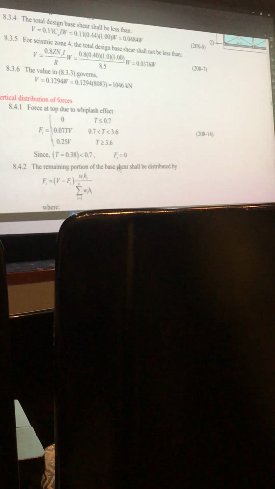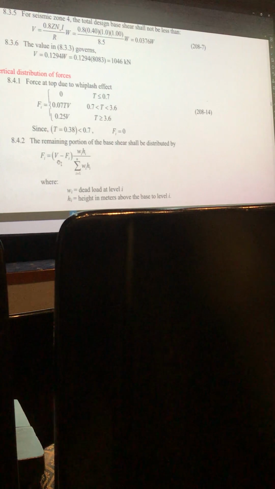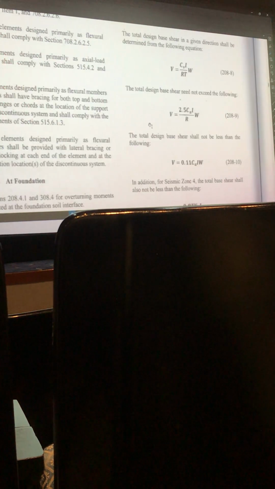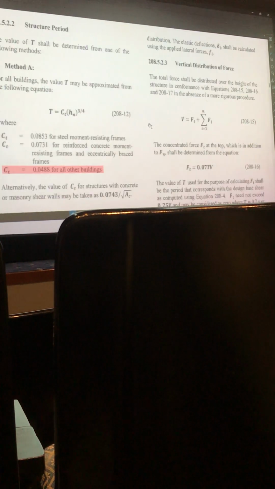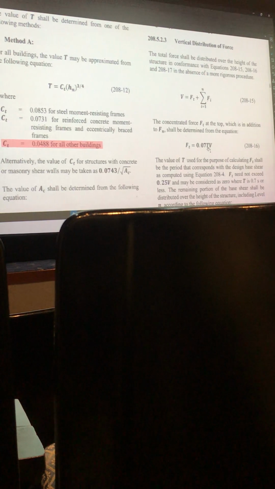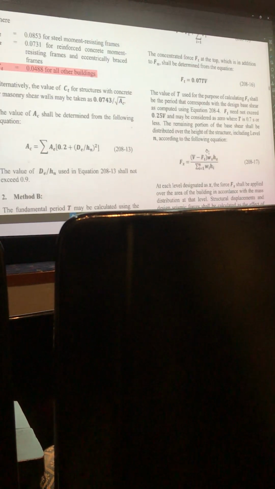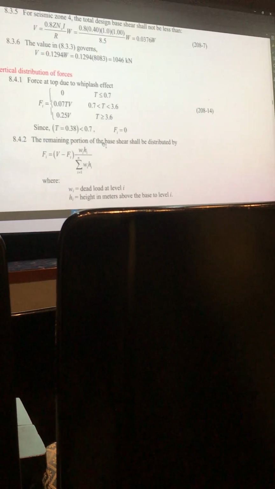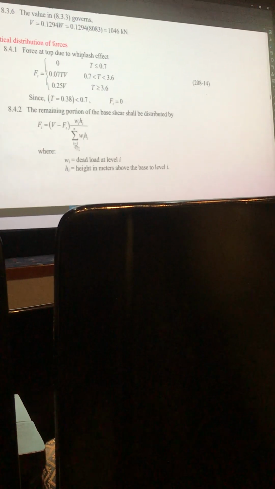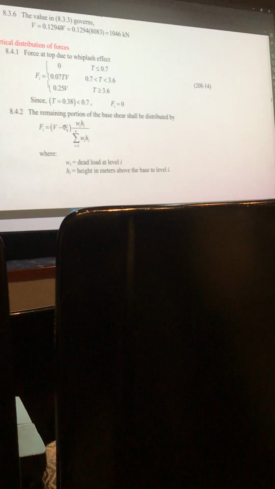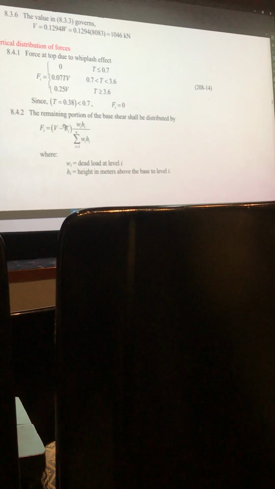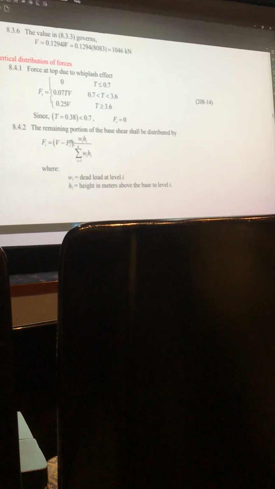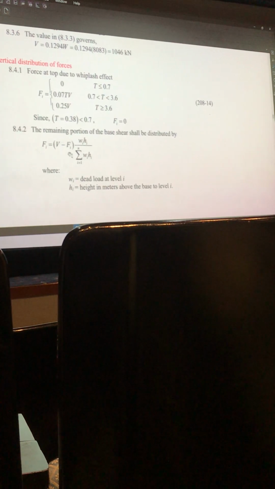So the remaining portion of the base shear shall be distributed according to this formula, which is also given. For the vertical distribution, this equation is used. V minus Ft is the remaining force to be distributed at the intermediate levels, which is why Ft is first applied at the top.